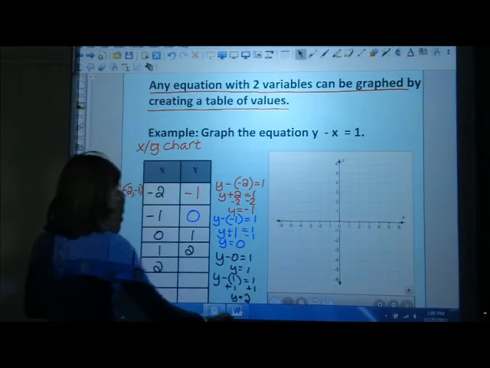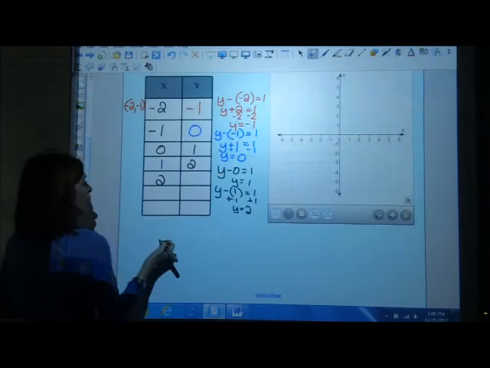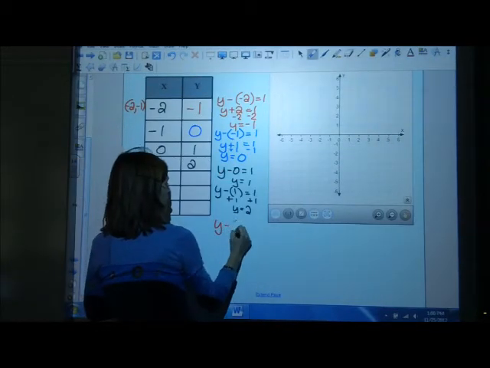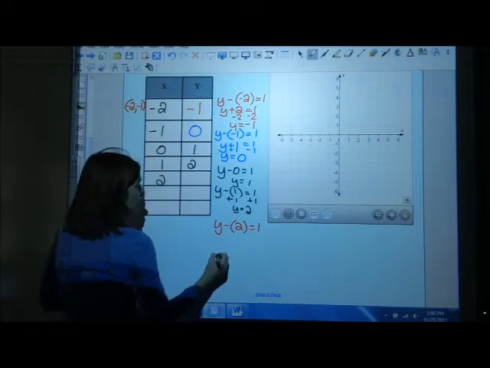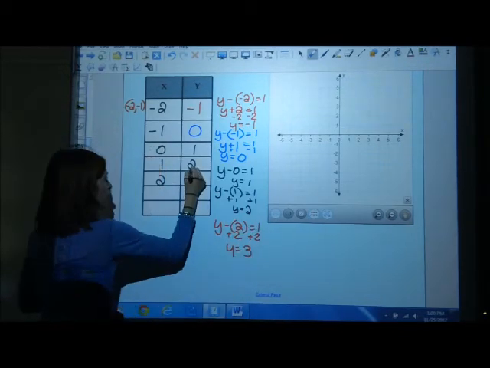And one more, and I'm going to scroll up a little bit. Okay, so we're going to do y minus 2 equals 1. So we add 2 to both sides, and y equals 3.